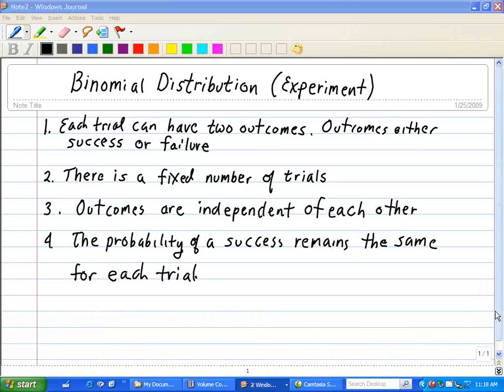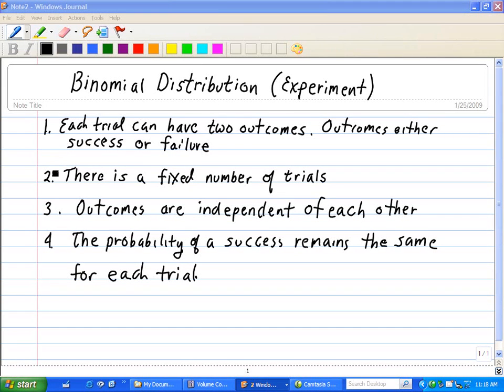Before we talk about the example, let's briefly mention the binomial distribution and how it's obtained from a probability experiment called a binomial experiment. The experiment must satisfy several conditions. The first one: each trial can have two outcomes, either a success or a failure.